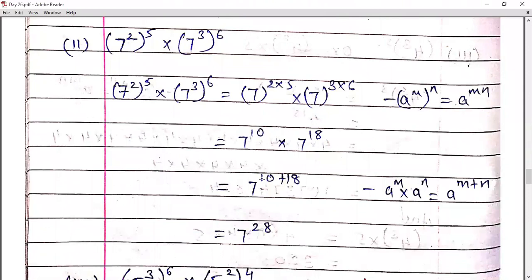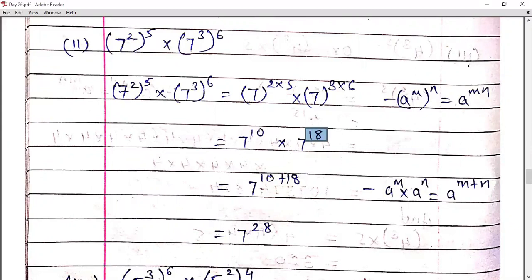Part 2, again 7 raised to 2 the whole raised to 5 multiplied by 7 raised to 3 the whole raised to 6. First we apply the power law to write 7 raised to 2 the whole raised to 5 as a single power, so the powers will get multiplied according to our law. 2 into 5 will give you 10. 7 raised to 10. 7 raised to 3 the whole raised to 6, 3 into 6 will give you 18. So 7 raised to 10 multiplied by 7 raised to 18.